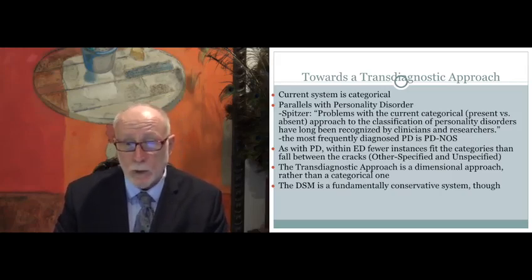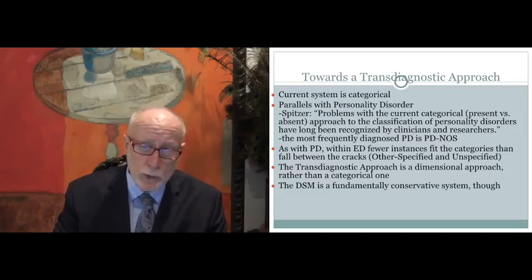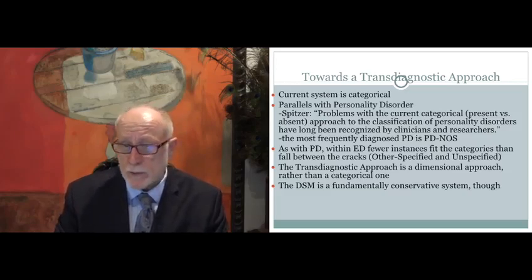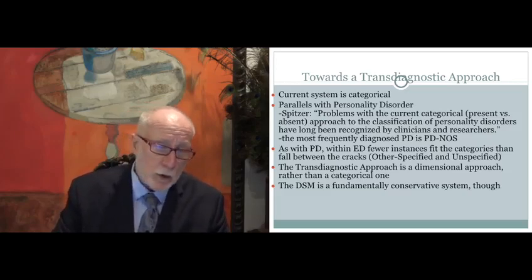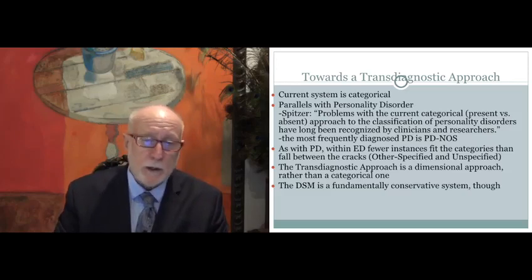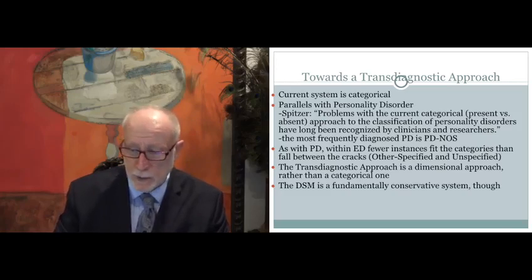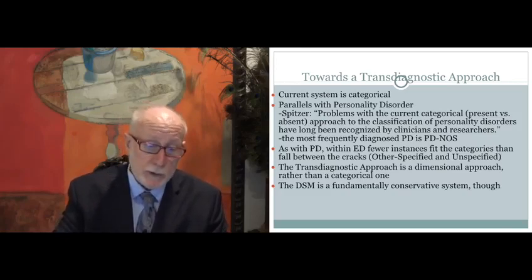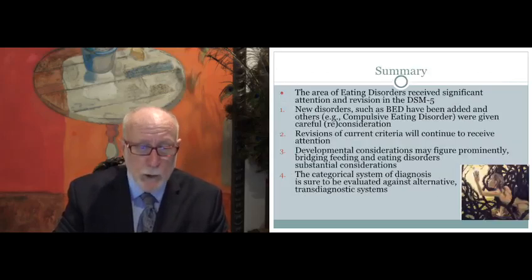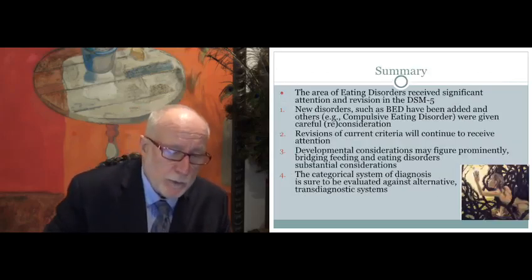Maybe it will rear its head again when DSM-6 rolls around. So it's there as a kind of space saver. It's there maybe as a harbinger of things to come. But a dimensionalization of a categorical system has been a long time in the making, and it has not yet come to fruition in the DSM-5. DSM is a fundamentally conservative system, and it remains a categorical system in this, the eating and feeding disorders, as with all other areas.